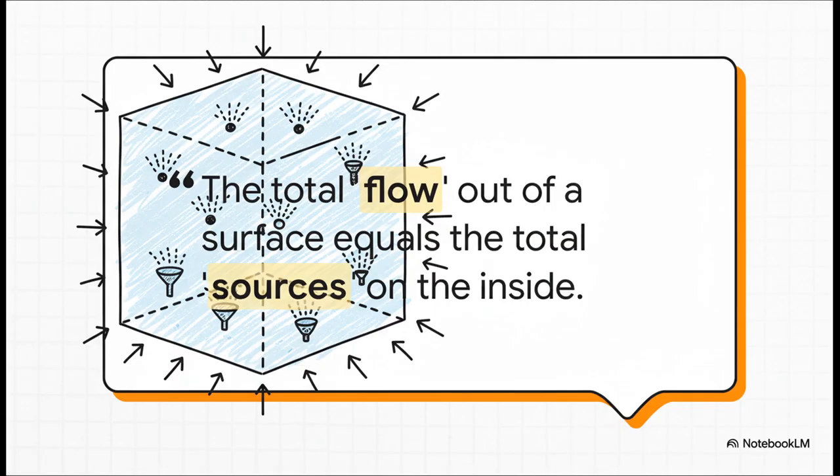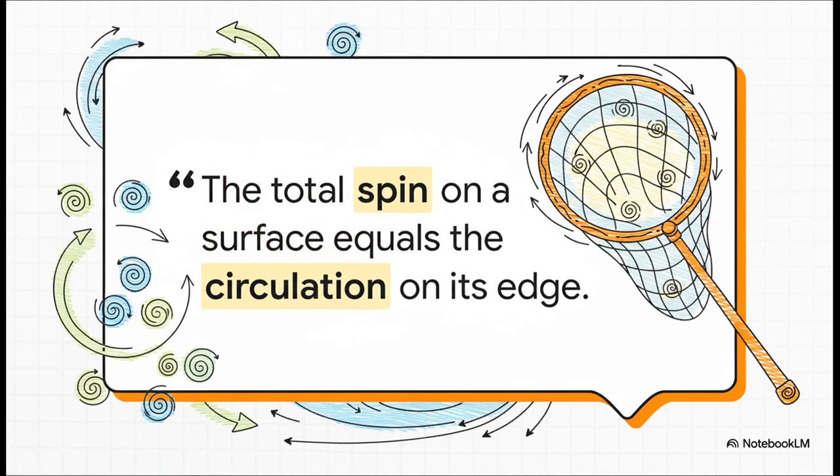So, you want to know the total flow out? You don't have to painstakingly measure the flow across all 6 faces of the box. Nope, just add up the strength of all the sprinklers and drains you've got on the inside. Same answer. Mind-blowing. And then there's Stokes' theorem, which is basically Green's theorem but in 3D.